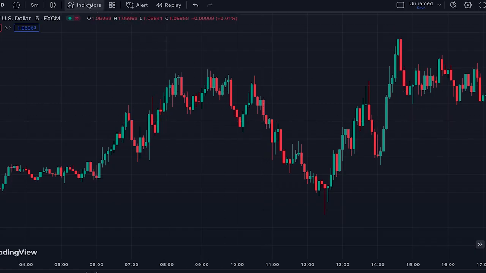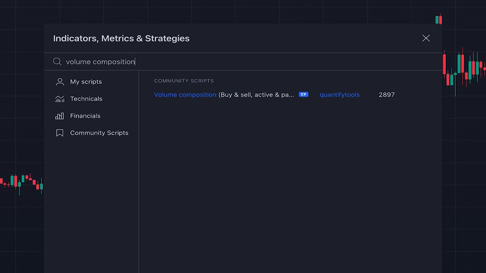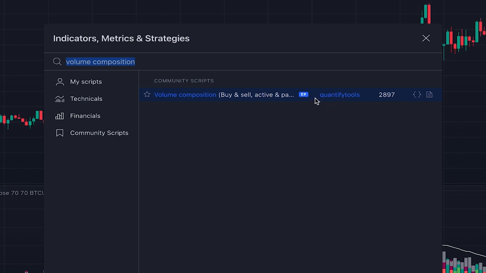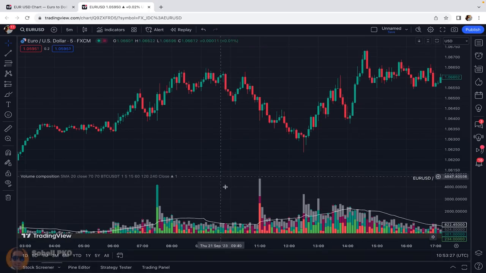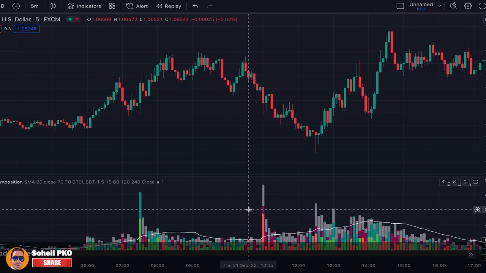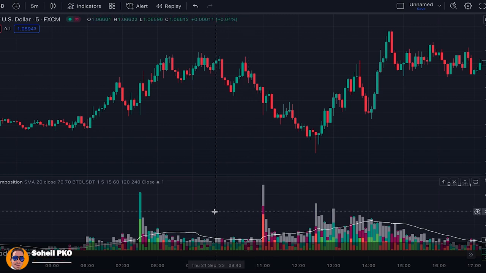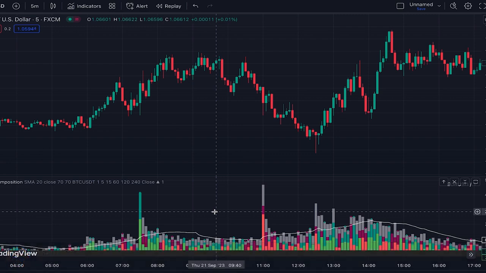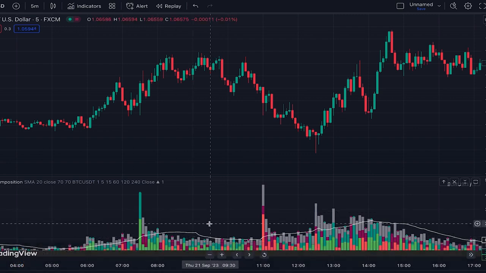And the last indicator I want to introduce is Volume Composition, this one, which is an editor's picks indicator written by someone named Quantify Tools. Alright, this is the indicator, and as the name indicates, it gives us information about volume. But this is not an ordinary volume indicator, it's an advanced indicator that gives precise information about what is happening with the volume. I have a complete guide on this indicator. The link is also placed in the description of this video, and I highly recommend you watch it because volume analysis can play a key role in your scalping strategies.